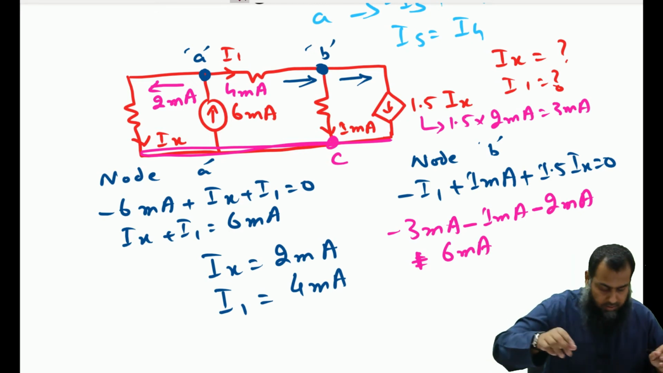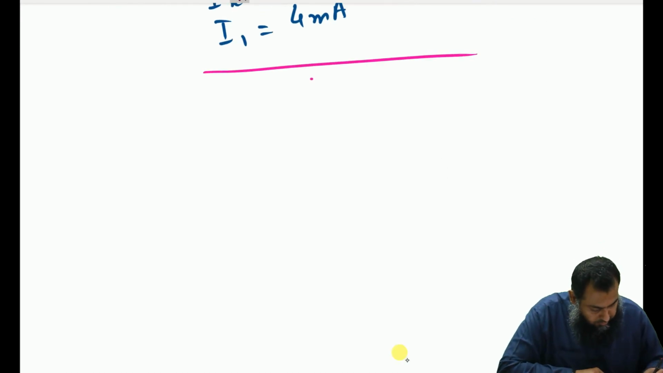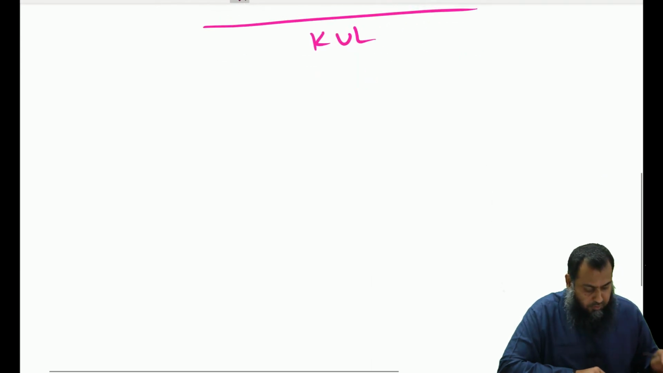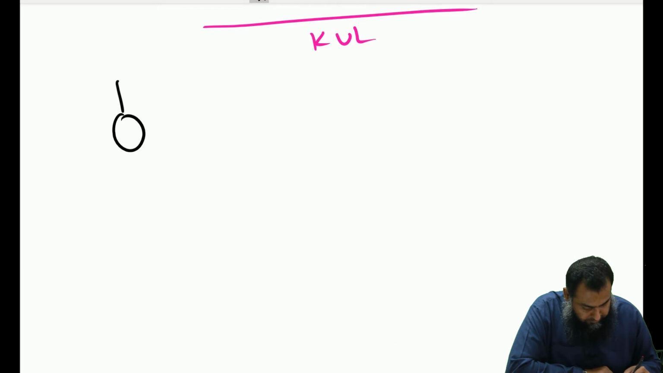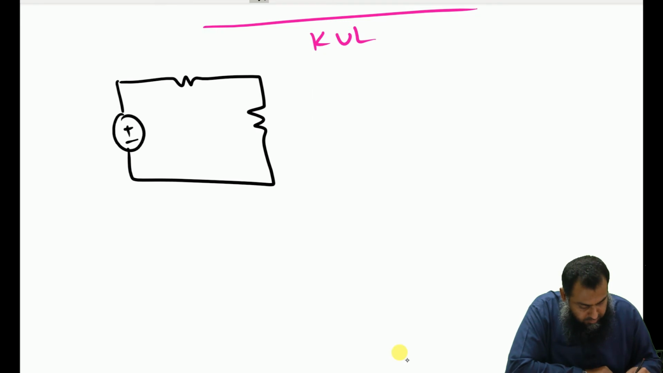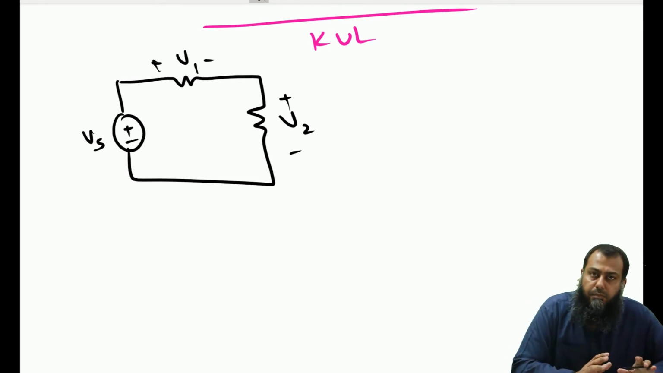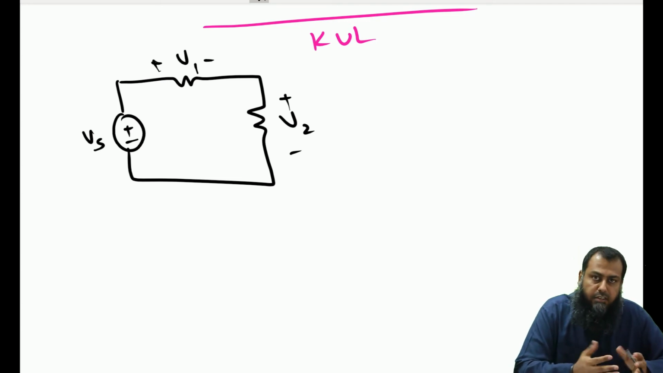Going forward, let us see what Kirchhoff's voltage law, the KVL, is. Kirchhoff's voltage law says that in any closed path, for instance in this particular circuit, the sum of the voltage rise and the voltage drop is equal to 0. Now the question arises: what is the voltage rise and what is the voltage drop?